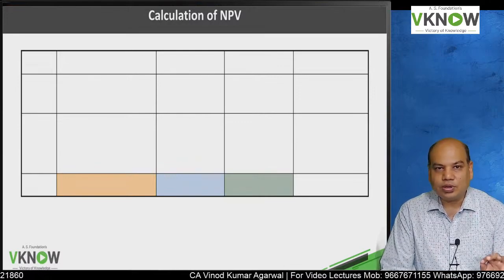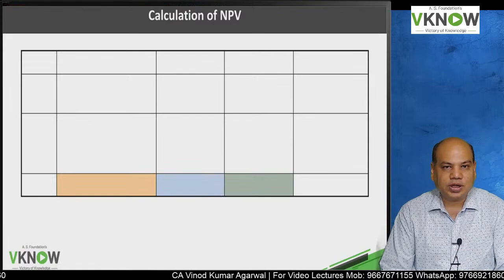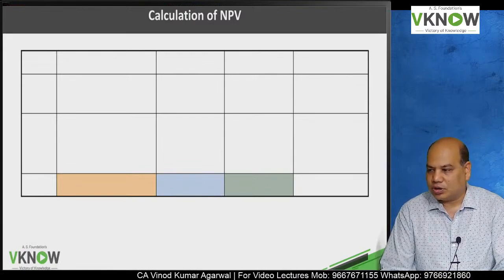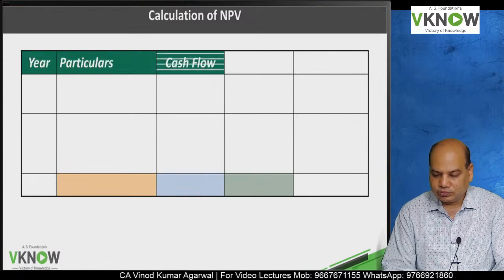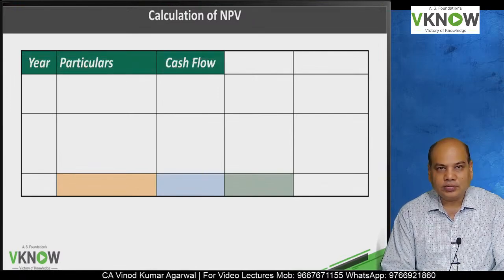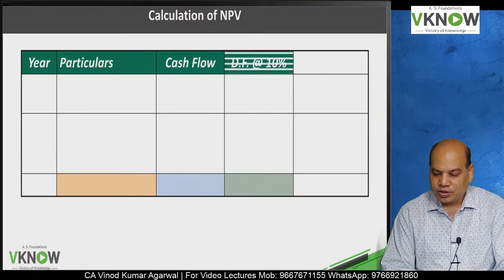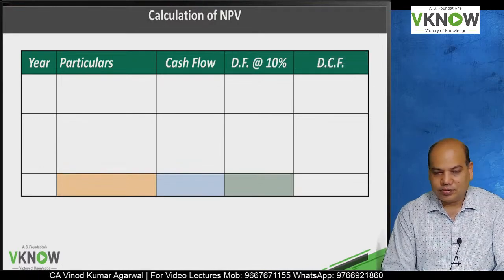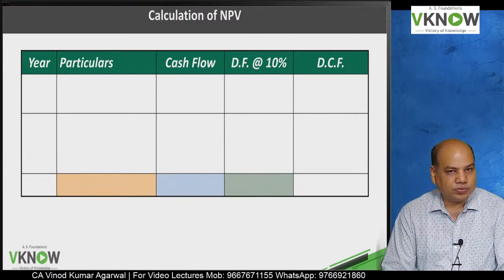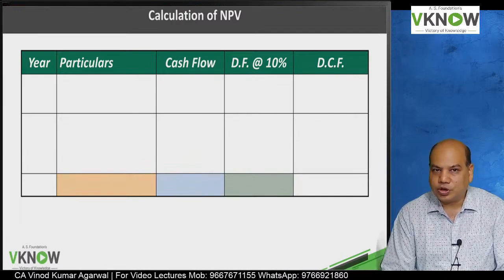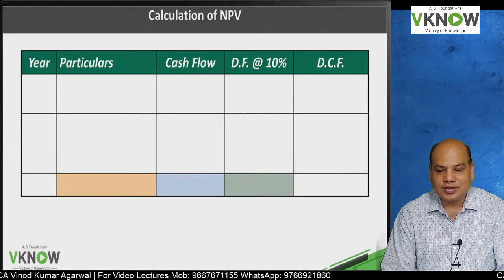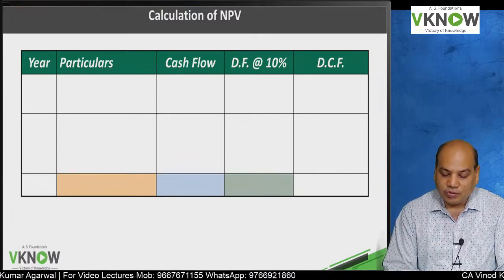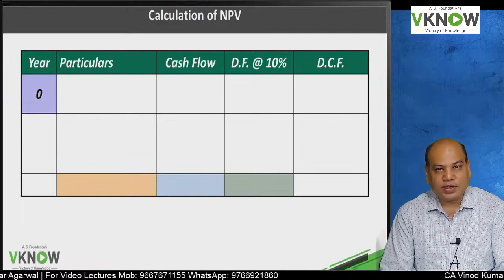So let us calculate the NPV now. Write down calculation of NPV. Draw the format: year, particulars, cash flow, discounting factor at 10%, discounted cash flow. Very important question for 20 marks. Take it seriously. If it is asked in your exam again, and if you have not practiced, you may find it difficult.